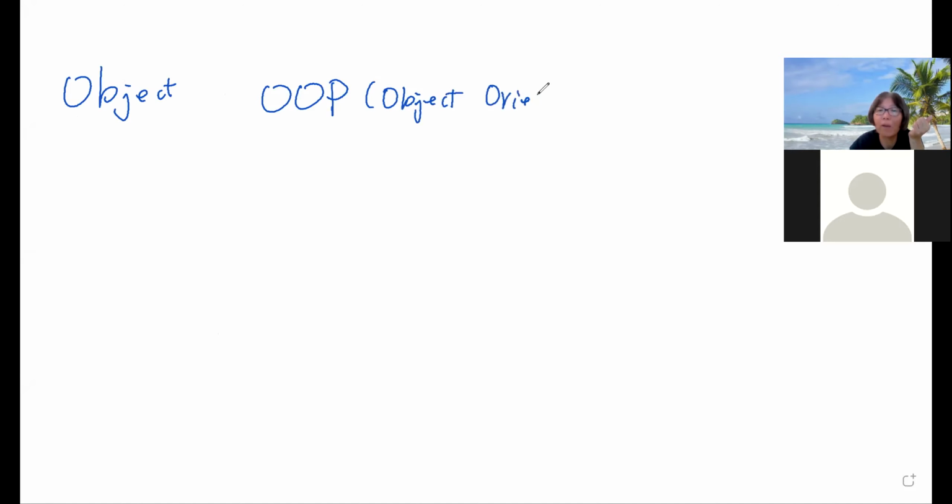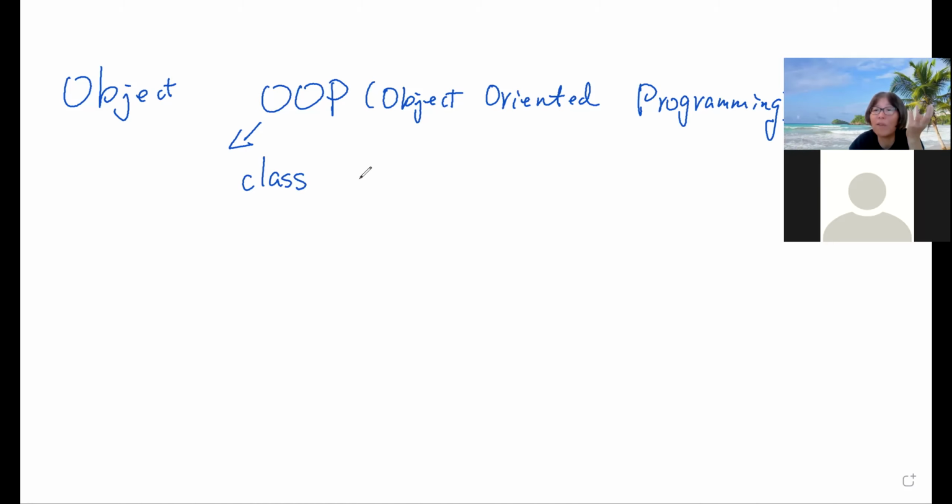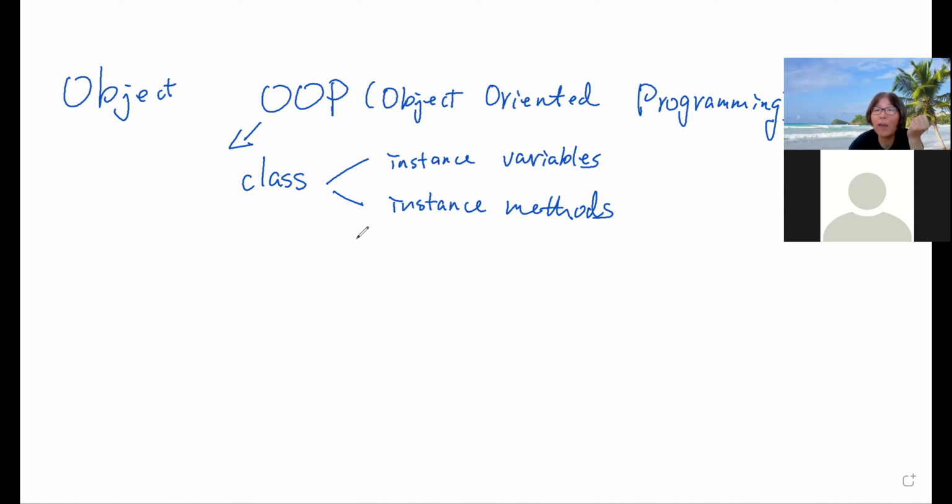And object oriented. So object, we learned the concept about class. A class is just some kind of placeholder for a category of objects. Generally speaking, it has instance variables and the instance methods. Of course, class also supports class methods. So that's what we learned for class.